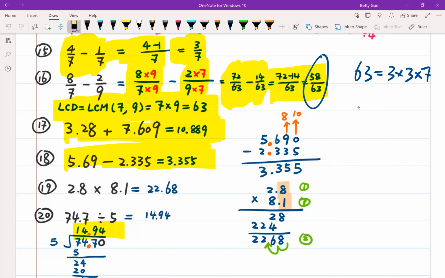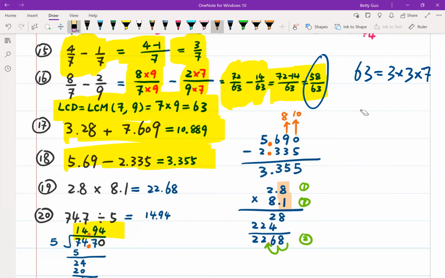And then ignore the decimal point. Multiply the two numbers as usual, like whole numbers. 28 times 81 gives you 2,268. And then we're gonna place the decimal point.